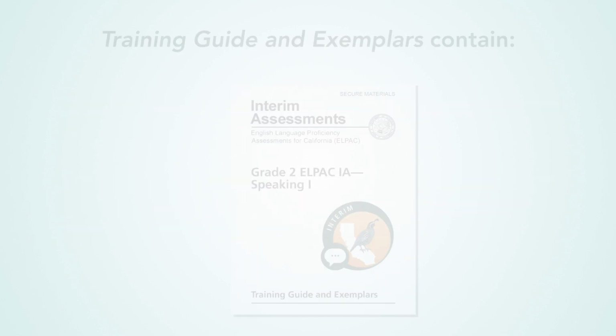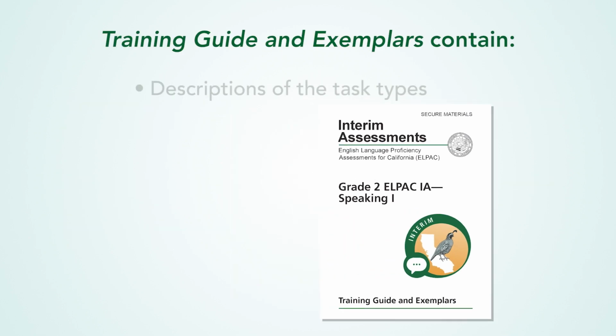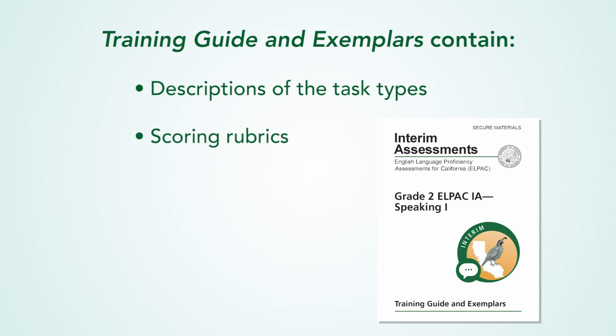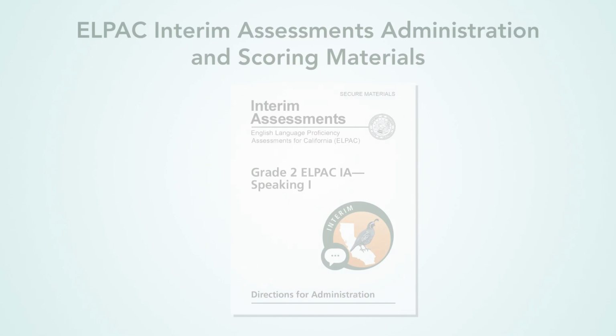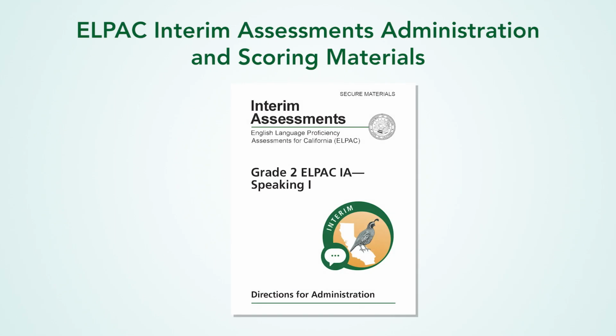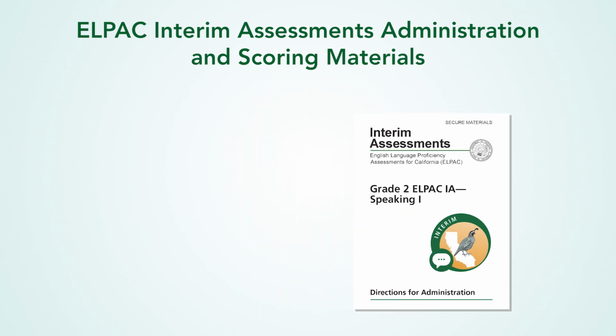administration. The training guide and exemplars contain descriptions of the task types, scoring rubrics, and all the test questions at each grade or grade span. They also include anchor sets that provide sample responses at different score points, and check sets for educators to practice scoring. Educators will also need the directions for administration, or DFAs, to administer the speaking domain.